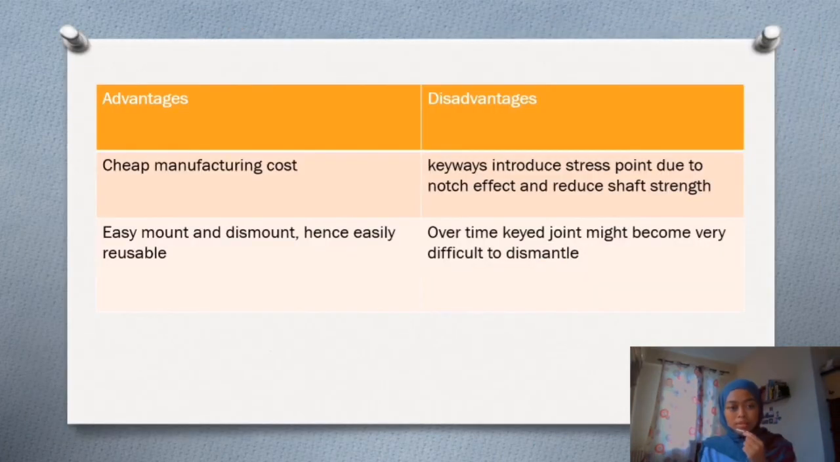We are going to talk about the advantages and disadvantages. The advantages of using a key are cheap manufacturing cost, and it is easy to mount and dismount, so it is very easy to reuse in the future. For the disadvantages, keyways introduce stress points due to the notch effect and reduce shaft strength. Over time, a key joint might become very difficult to dismantle.